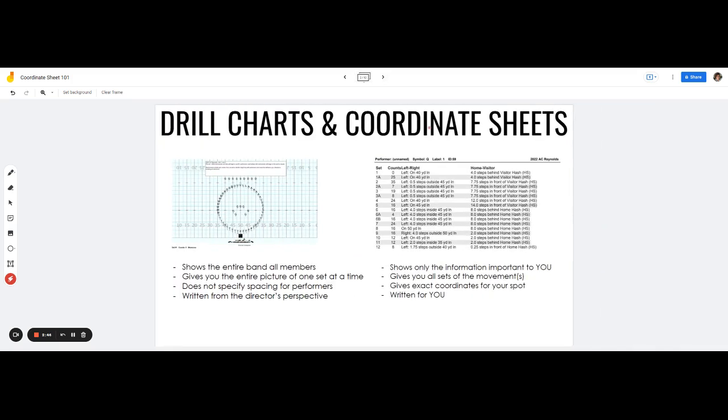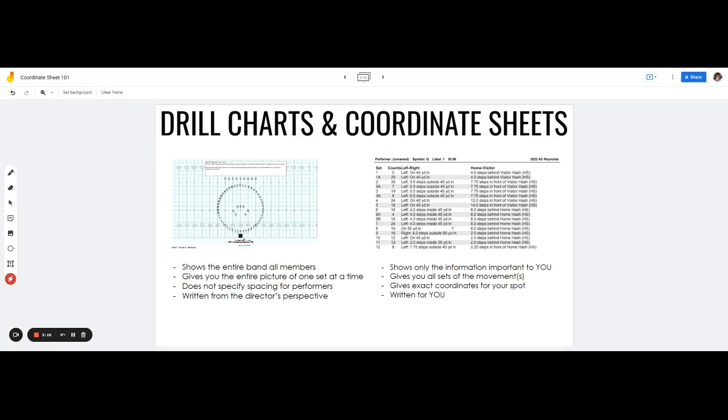Drill charts and coordinate sheets are two very different things. Sometimes we get them mixed up, but they both have their own advantages and disadvantages. Drill charts are these big pictures. These show the entire band and all of its members. They give you the entire picture of one set at a time. It doesn't specify the spacing, it just shows you the picture, and it's written from the director's perspective.